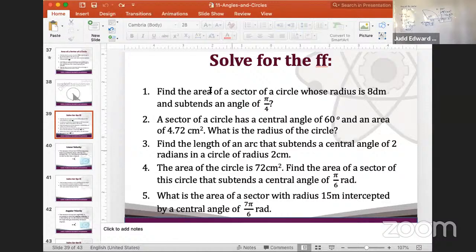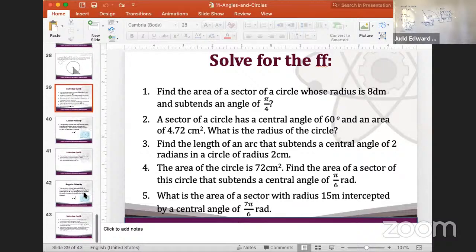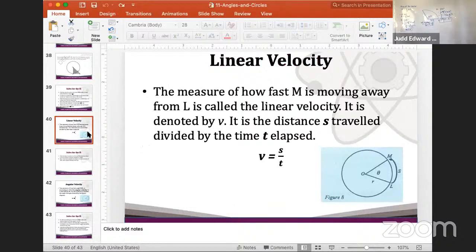The next discussion is about linear velocity and angular velocity. For linear velocity, I won't discuss it much since it will be discussed again in physics, but I'll show the formula. The measure of how fast m is moving away from L is called the linear velocity, denoted by v. It is the distance s traveled divided by the time t elapsed, so v is equal to s over t.